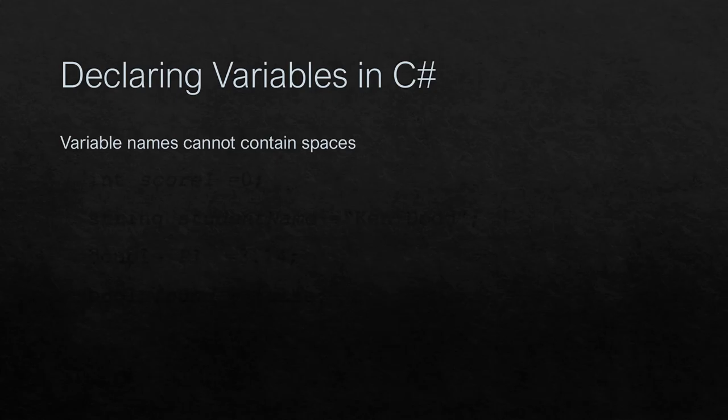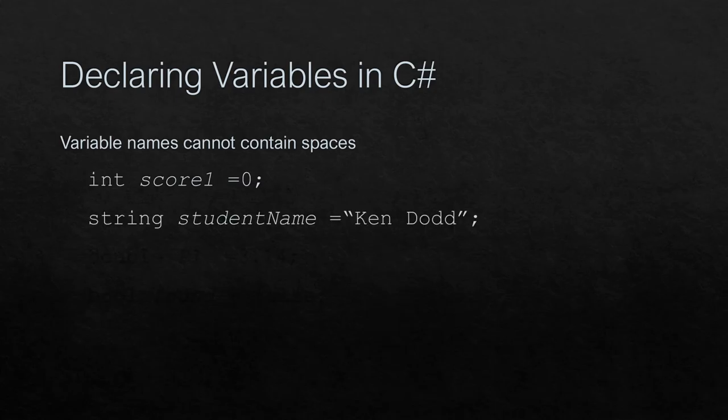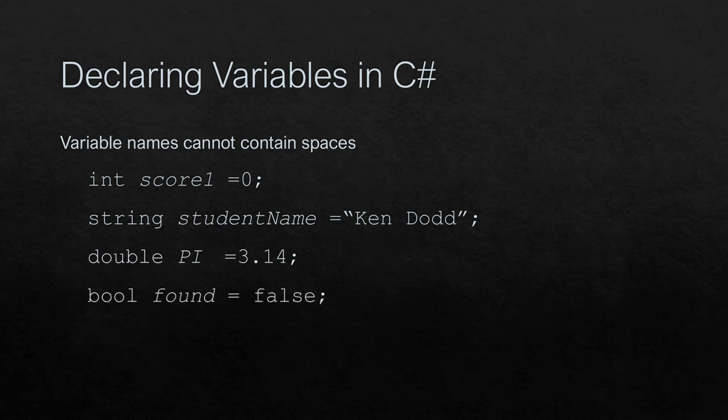In C#, a similar kind of system. Again, no spaces allowed in the variable names. int score1 = 0; string studentName = "Ken Dodd"; or double pi = 3.14; and bool found = false. Notice how each of these ends with a semicolon, which tells the C# compiler where the statements end. And there you go. That's primitive data types, and how to declare them in both Visual Basic.NET and C#.